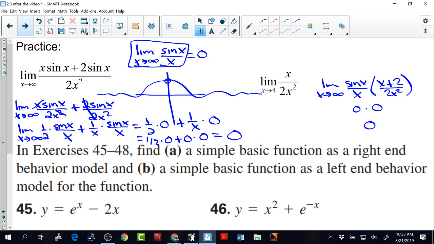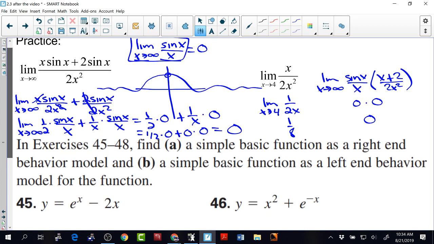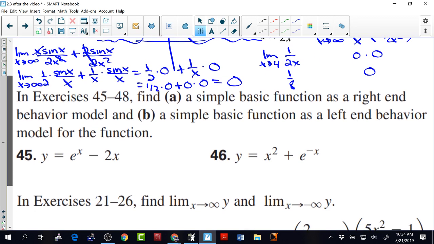Someone asked me a question. I never got back to it. We'll do it just in case it matters. 1 over 2x. It's 1/8. There's no tricks to that. Just x cancel and you plug it in. So it's like I didn't finish that problem. I'll get back to you on it.